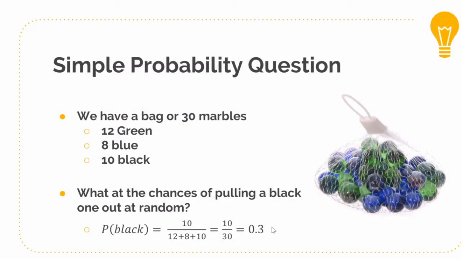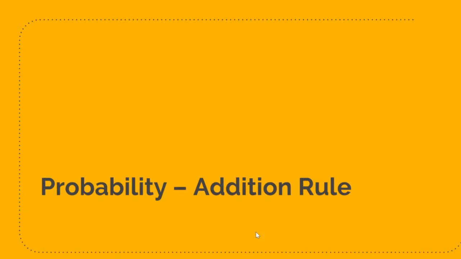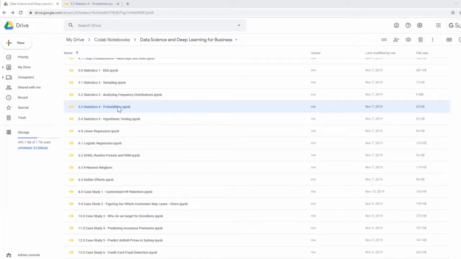So that's it for the first basic introduction to probability. Next, we're going to look at the addition rule. Before we move ahead with looking at the addition rule, let's look at how I created some of those charts with the coin tosses in probability. So let's look at this file here, 5.3 statistics for probabilities.